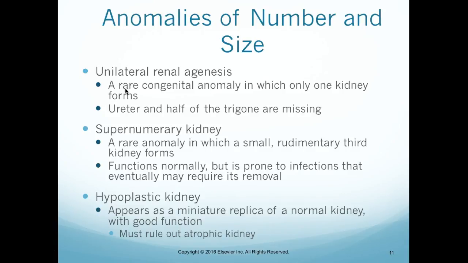So unilateral renal agenesis is where you only have one kidney. So the ureter and half of the trigone is missing also. So on the supernumerary kidney, it's where you have a small rudimentary third kidney. It functions normally, but it's prone to infections and it can be removed. So the hypoplastic kidney appears as a miniature replica of a normal kidney with good function. So you have to rule out an atrophic kidney.